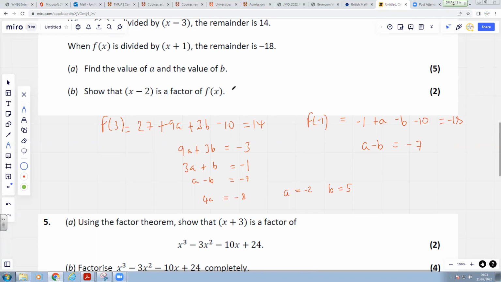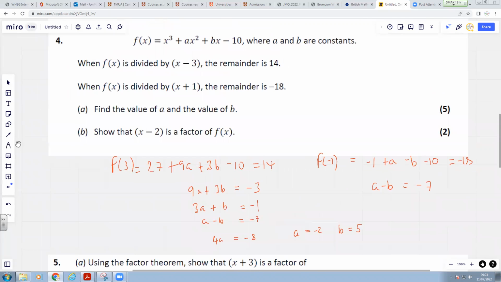Show that x minus 2 is a factor of f of x. Well, that's a way of checking your answer as well, isn't it? They're giving you a way to check your answer here because the last bit will work out. But let's just write down what f of x has become. It's become x cubed minus 2x squared plus 5x minus 10. Right, x minus 2 should be a factor. So when you plug into it, it hopefully equals 0.